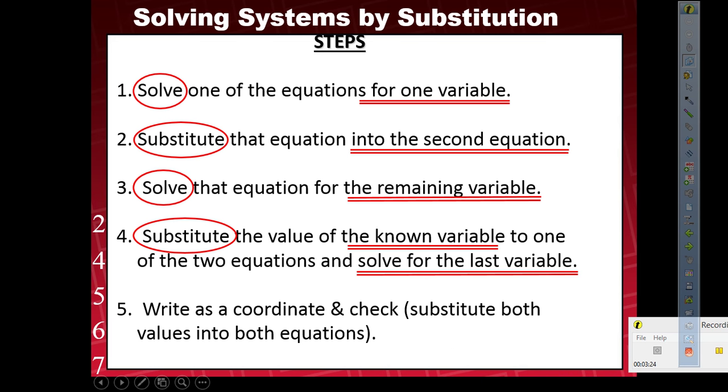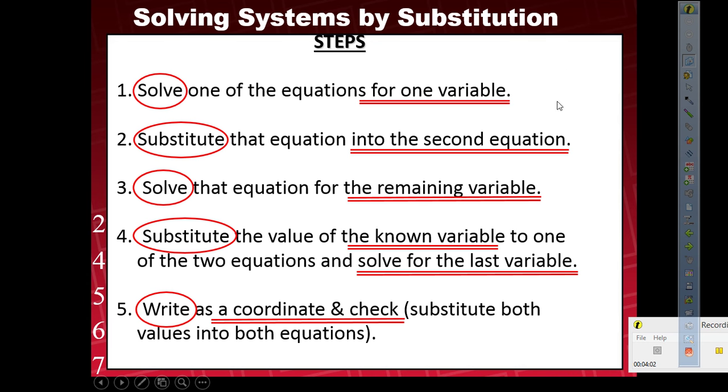Now, how many different variables are we on right now? 2. 2 variable equations. Is that correct? Okay. Then at the end, you write a coordinate and you check your answer. Very simple? Okay. So, once again, I usually give people signs to use so that they don't forget the steps: solve, substitute, solve, substitute, write, and check. Fairly simple. And notice that substitute comes up quite a bit. Is that correct? That's why this is called using substitution.